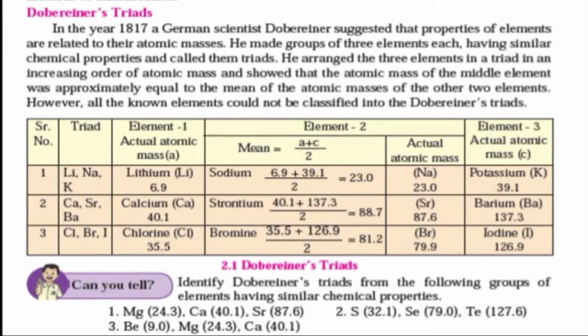But this wasn't the case for all elements. Dobereiner wasn't able to classify all the elements in the form of triads, which led to the failure of Dobereiner's triads.